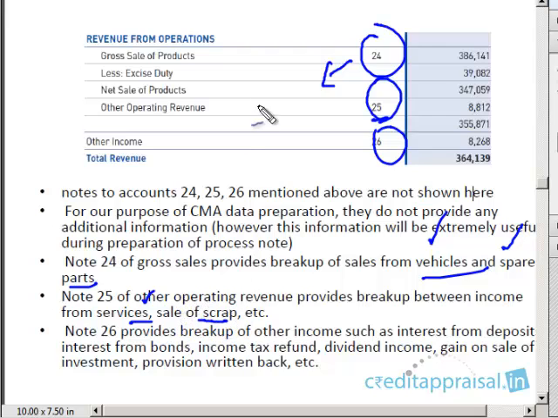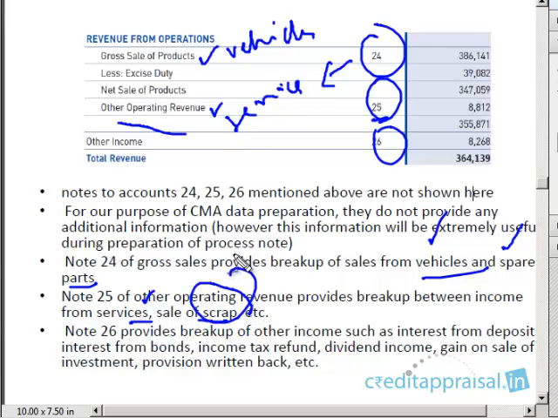So now you can make the distinction between revenue and other operating revenue. Both are operating, but this is a minor activity and this is the major activity. So vehicles for Maruti Suzuki is a major activity. Service and sale of scrap and all this are also a core activity, but not a major one. This doesn't form a major part.